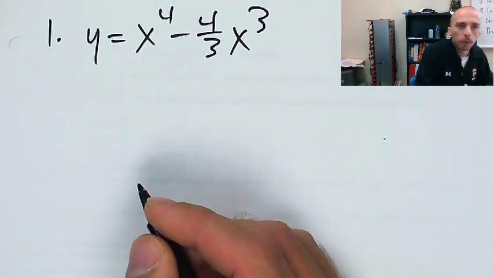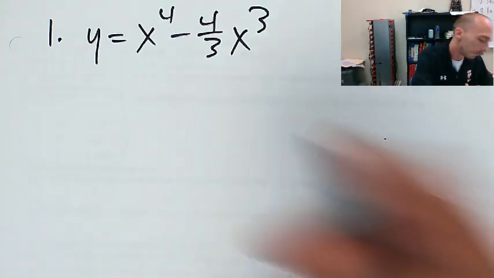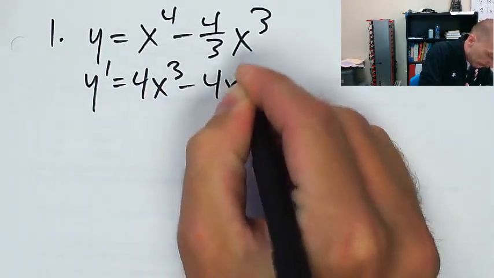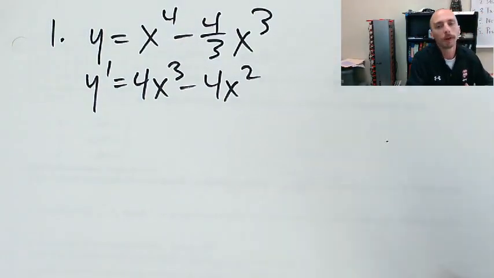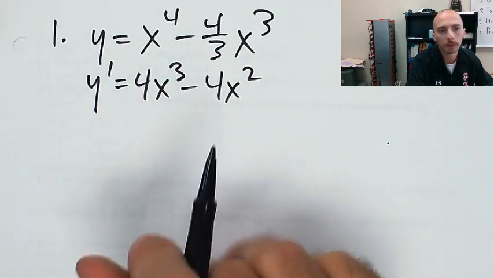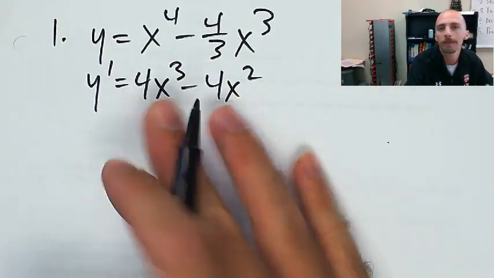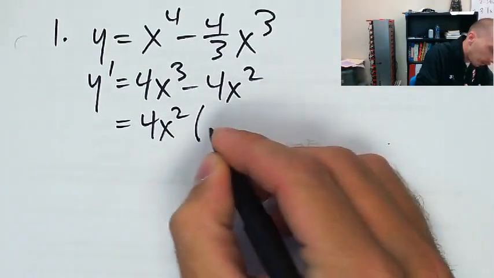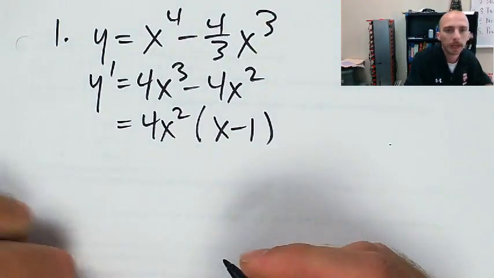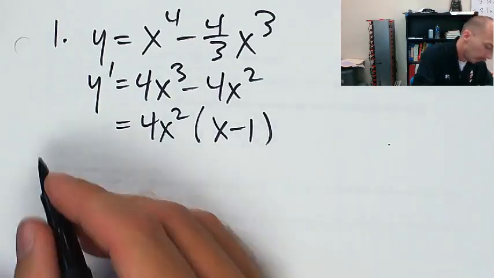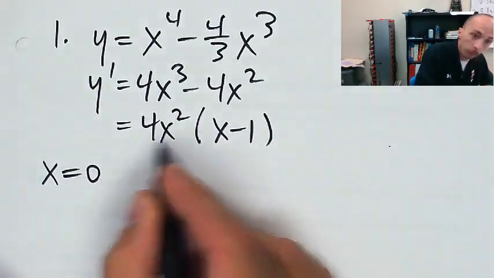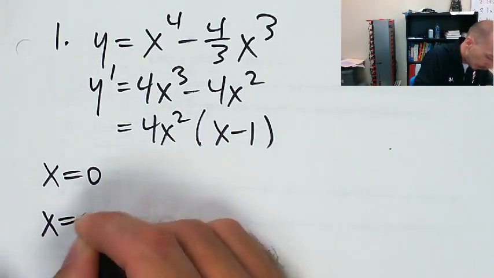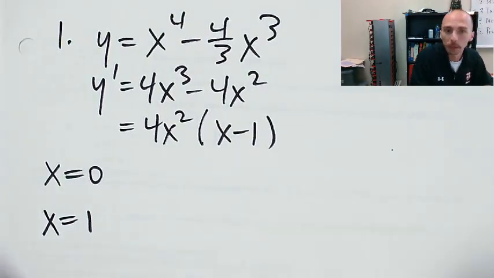Okay, so the critical points are the places where the derivative is 0 or undefined, so I'm going to take the derivative and find out where it's equal to 0. It's a polynomial, so it's never going to be undefined. To find where it's equal to 0, I need to factor it, so that's 4x squared times x minus 1. So my critical points are x equals 0 from the 4x squared equaling 0, or x equals 1 from x minus 1 equaling 0.